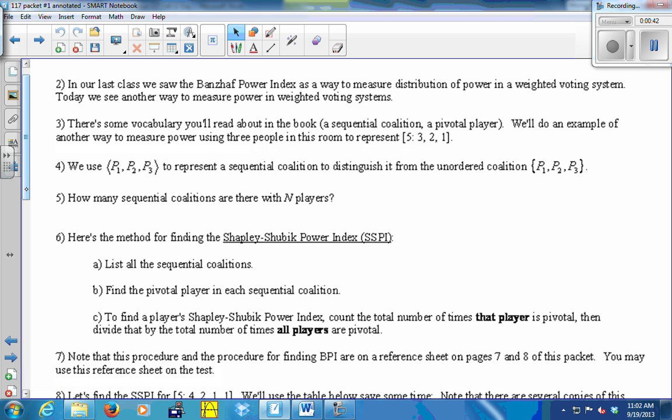All right, so in our last class, we saw the Banzhaf Power Index as a way to measure distribution of power in a weighted voting system. Today, we're going to study another way to measure power in a weighted voting system. There's some vocabulary that you're going to read about in the book, a sequential coalition and a pivotal player. We're going to do an example of another way to measure power using 3 people in the room.